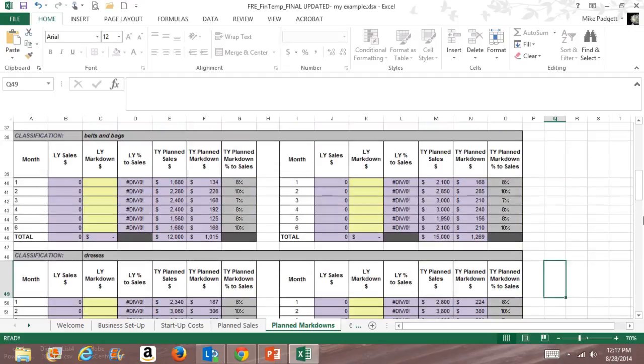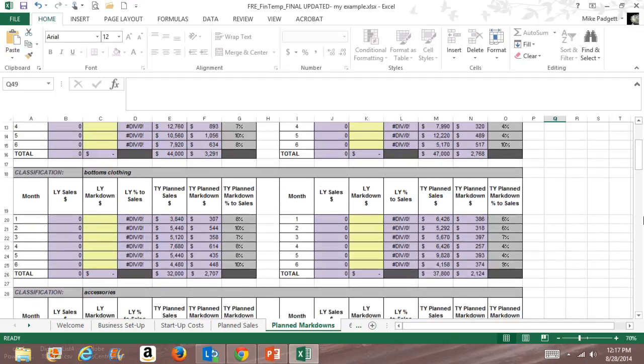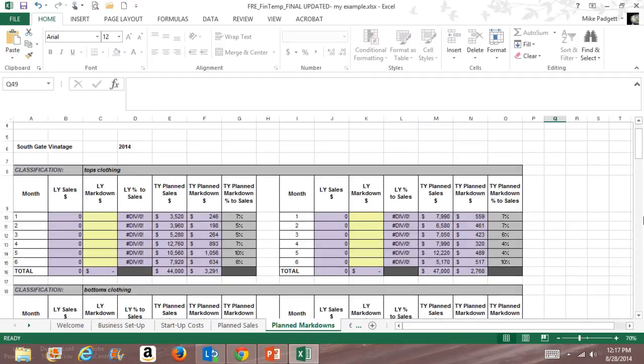So once you get to the planned markdown section, it's going to have all your classifications that you just completed in your planned sales section. And what you're going to put in is these percentages, because we don't have last year. So this is our planned markdown percentages to sales.